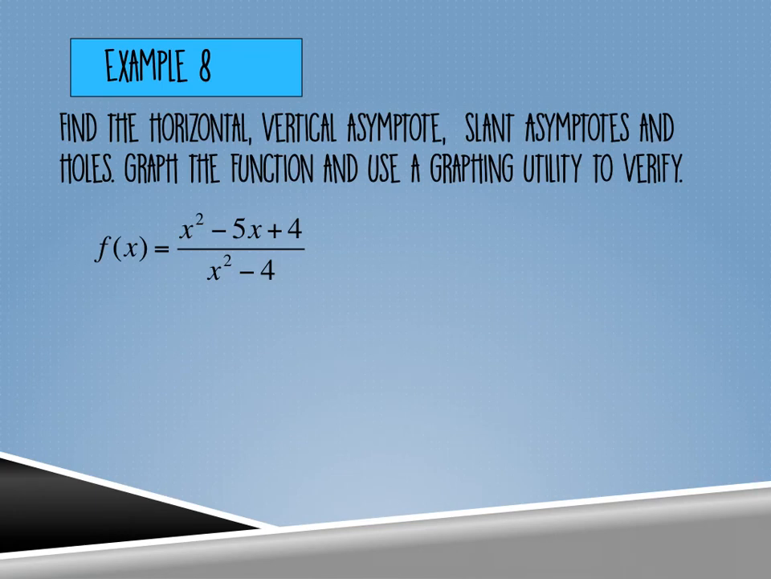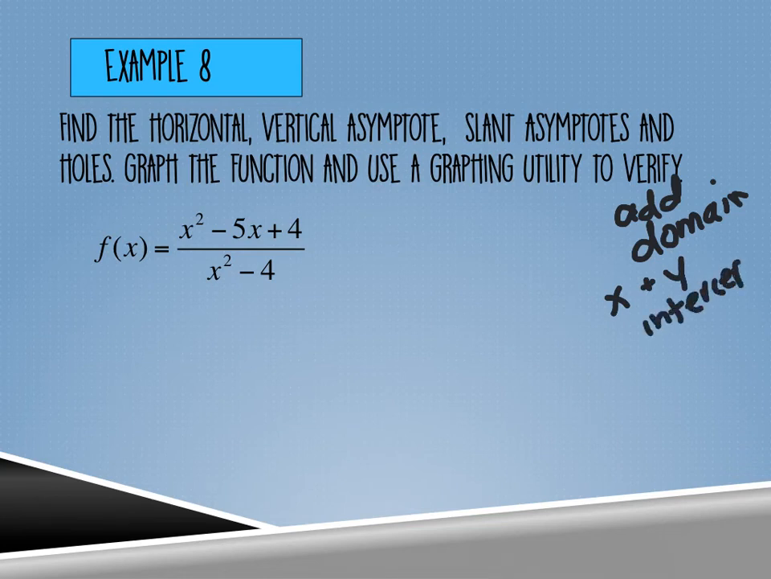Okay, so this just puts it all together. Find the horizontal, vertical, slant, and if there's any holes, and then graph the function. I'm going to add on here to find the domain and the x and y intercepts. That'll help you graph. This would be a good review for your test, a question like this, where you're finding all of those individual parts based on one function.